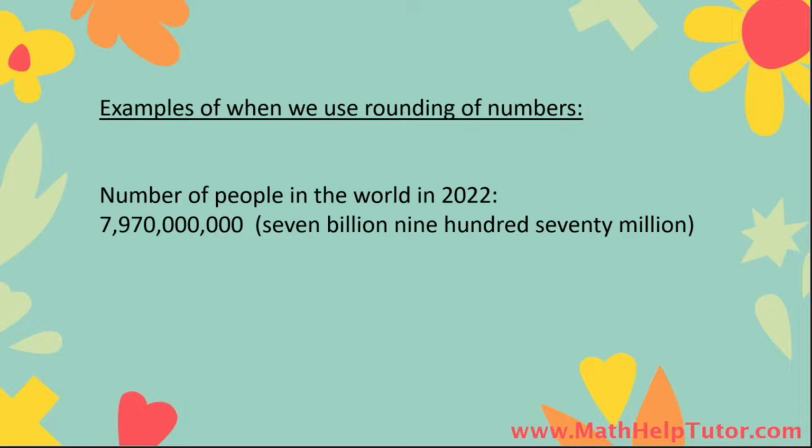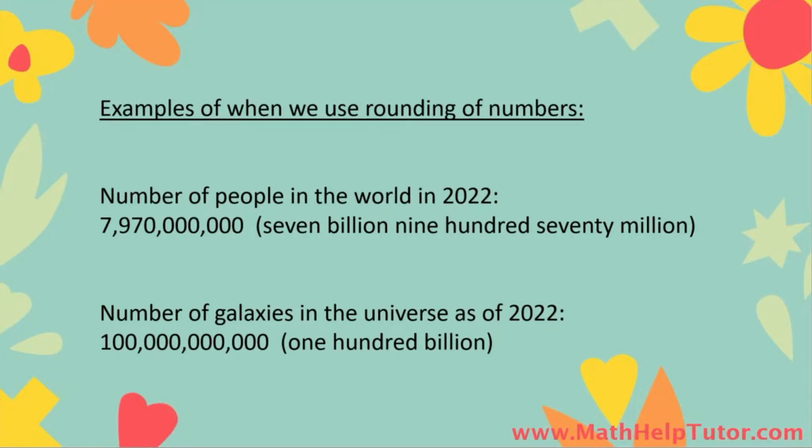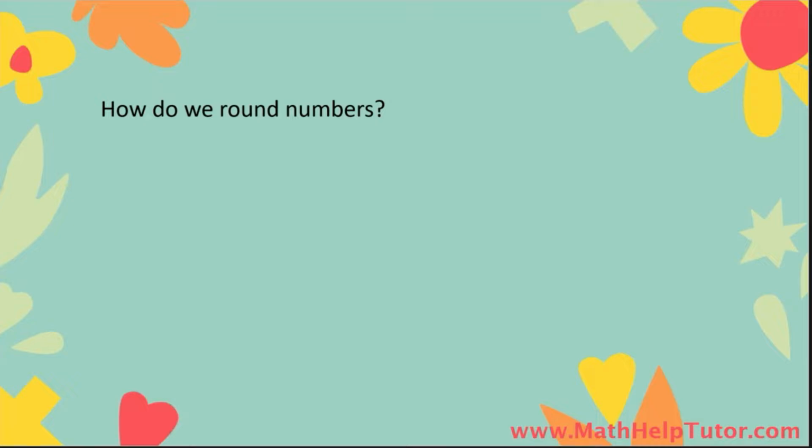Another example is the estimation of the number of galaxies in the universe. Since it is also nearly impossible to count exactly how many galaxies exist, scientists just estimate that there are about 100 billion galaxies in the universe. So after showing you some examples of rounding numbers, you may now be wondering how do we round numbers?